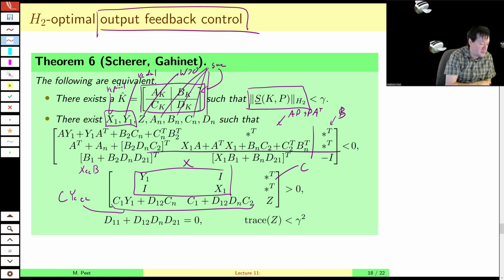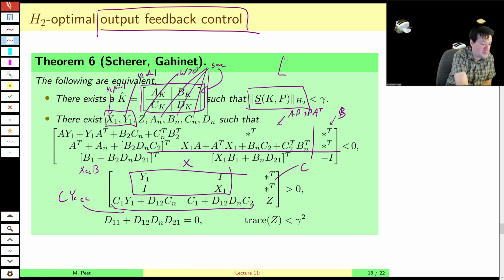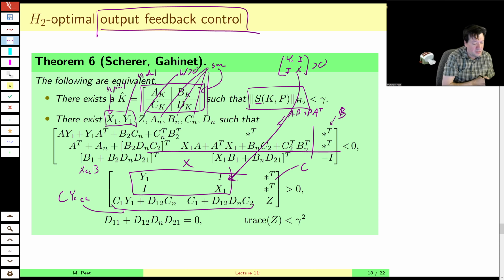There's a couple of things to note, of course. The LMI we had for ensuring that Y1 and X1 have a completion, an inverse completion of each other, gets moved to this part of the matrix here. So instead of having Y1, I, X1 positive by itself, it's in the 1-1 block of this LMI right here. So that gets moved over here.